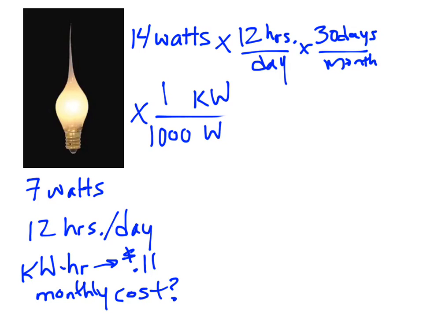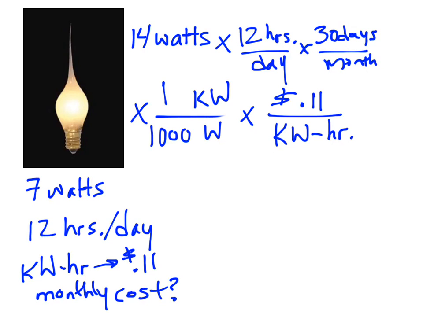So I've got the kilowatts, I've got the hours, and I want a cost per month. I've got the per month in here, but I need to get the cost in as well. So we can multiply by one more thing, which is the cost per kilowatt hour. This would be 11 cents per 1 kilowatt hour.